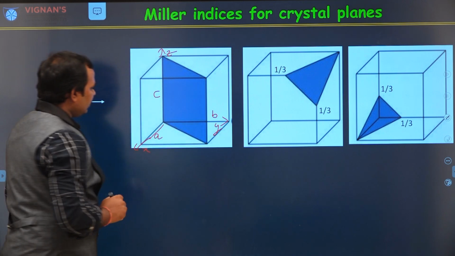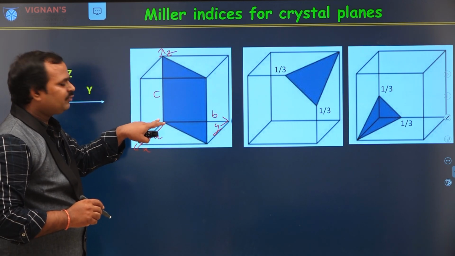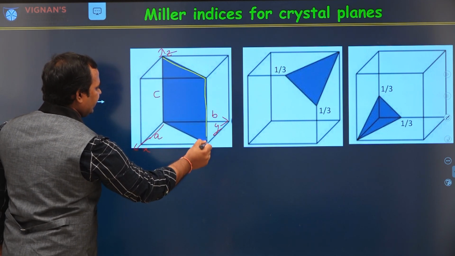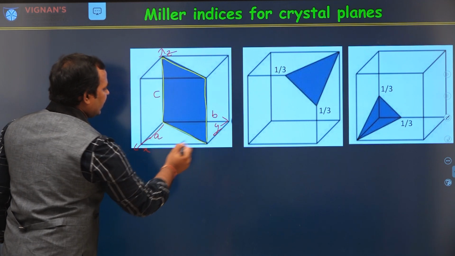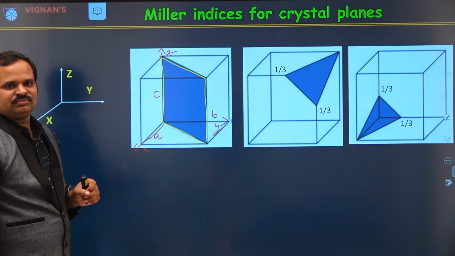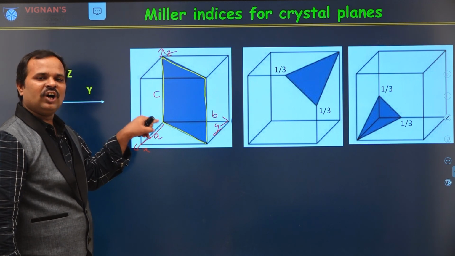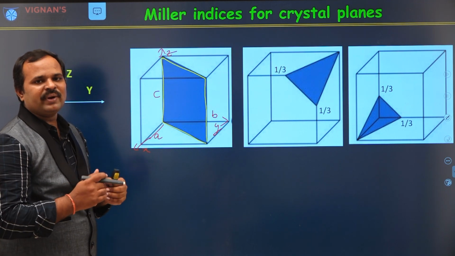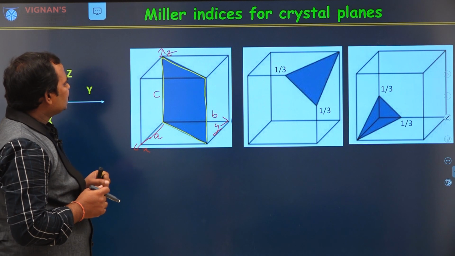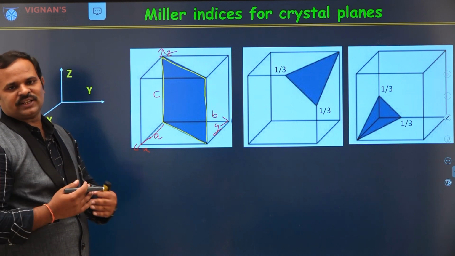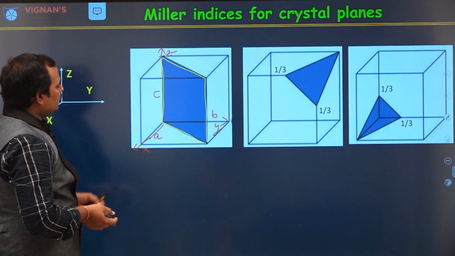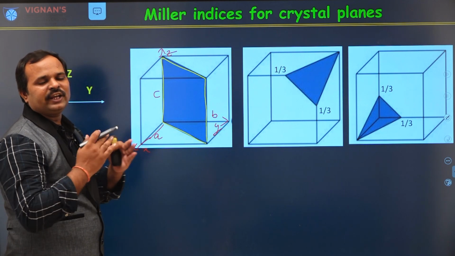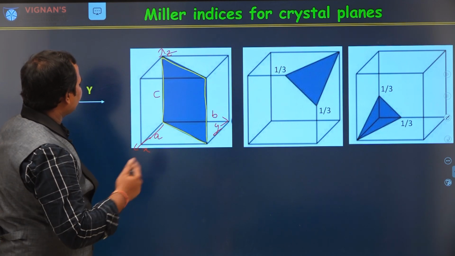So, if you see here, to find the intercepts, this is the plane of interest that we are finding. And here, the plane is actually lying at the origin. When the plane is lying at the origin, we cannot determine its intercepts because the plane itself is lying at the origin. In this case, we need to shift the origin to some other place where we can find all the intercepts of the plane easily. Let's see where we can shift.